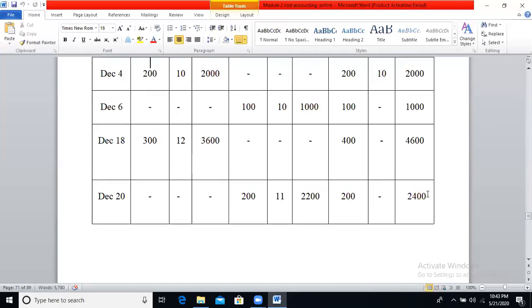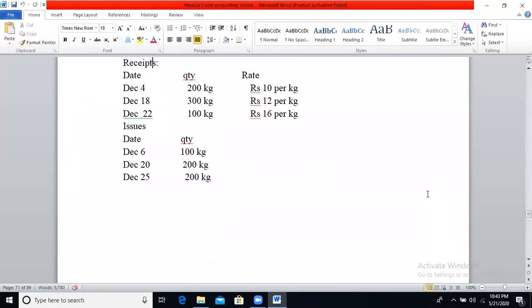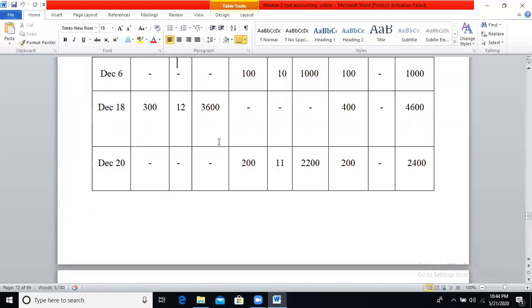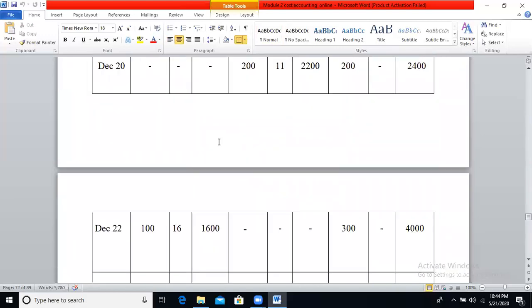The next transaction is December 22nd, we are receiving 100 kg at the rate of 16 per kg. So December 22nd, we are receiving 100 kg at the rate of 16 per kg. 100 into 16, 1600. So for the balance quantity, if it is receipt, you have to add: 200 plus 100, 300 kg, 2400 plus 1600, 4000.